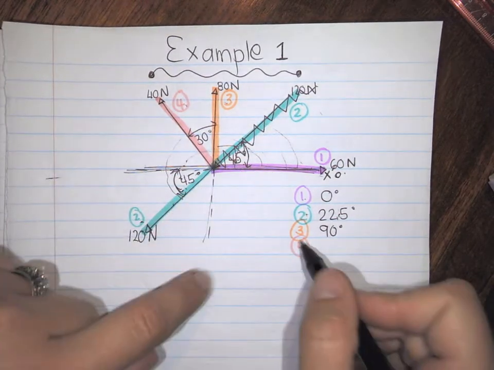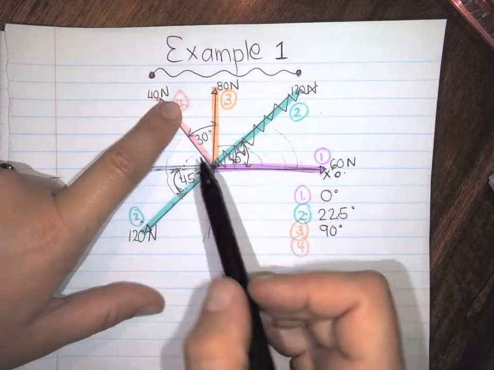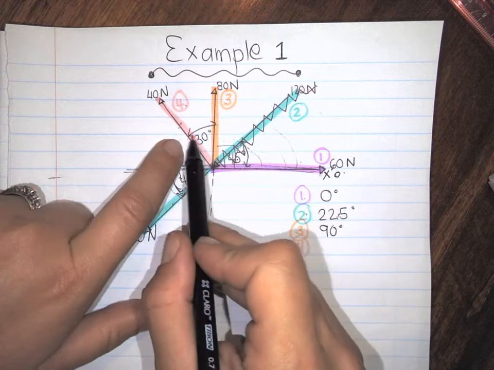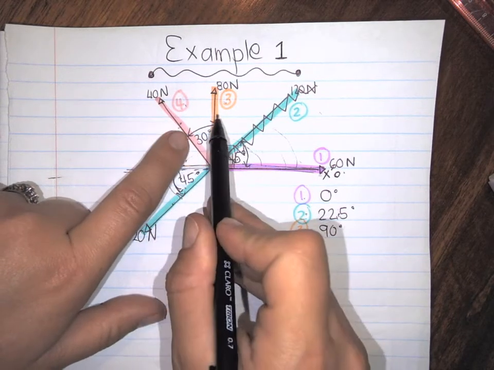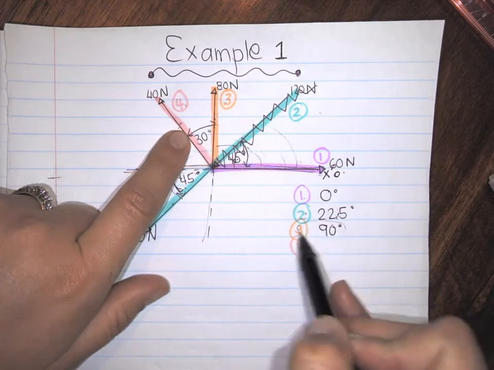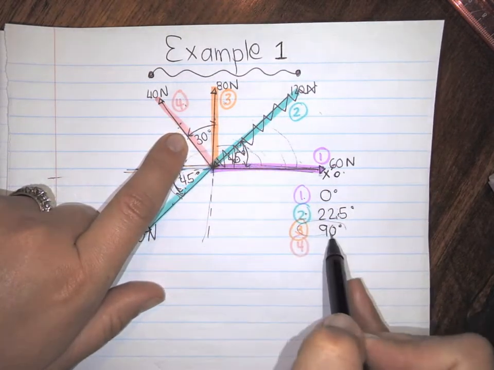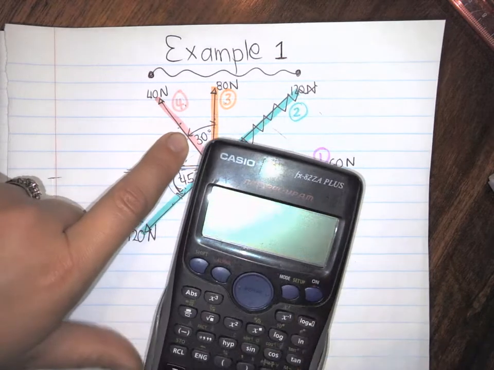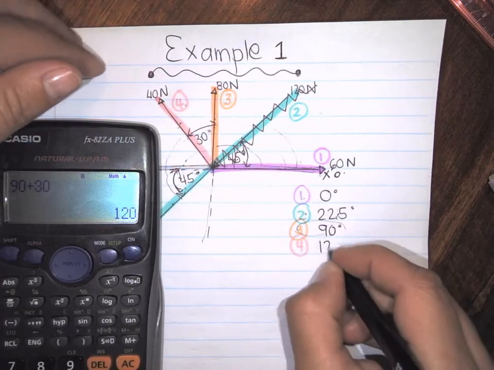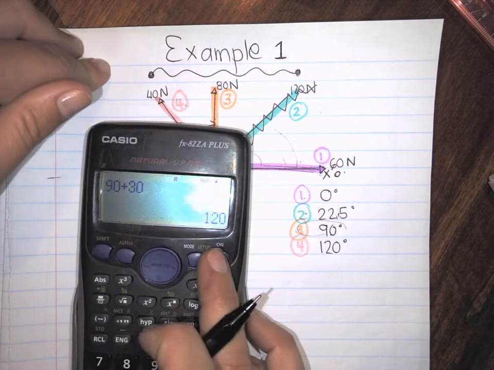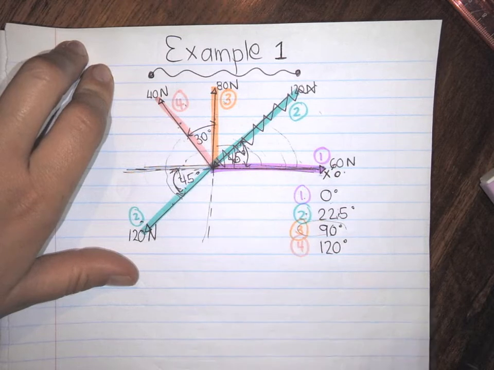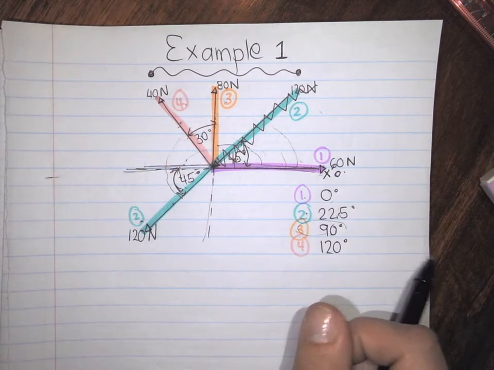And then force number 4, we're going to have to say all the way from the pink to the purple. We know that from the pink to the orange is 30 degrees, and we know from the orange to the purple is 90 degrees. So 90 plus 30 gives me 120 degrees. Okay, so now we have all of the angles to the purple line, and now we will be able to do the rest of the work.